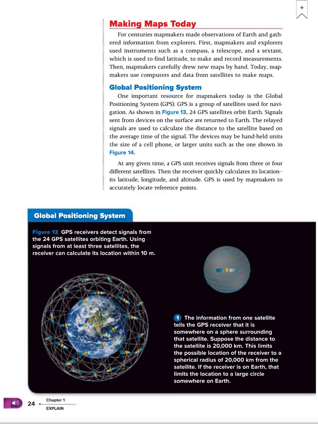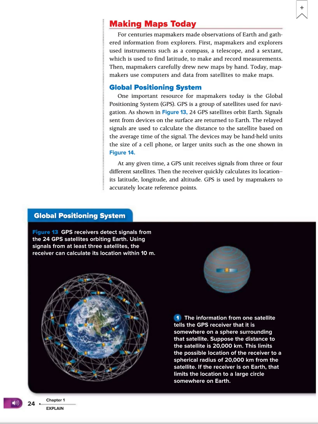So for centuries, map makers made observations of Earth and gathered information from explorers. First, map makers and explorers used instruments such as a compass, a telescope, and a sextant, which is used to find latitude. And that was used to make and record measurements. Then the map makers carefully drew new maps by hand. Today, we obviously use computers and data from satellites. We've come a long way.